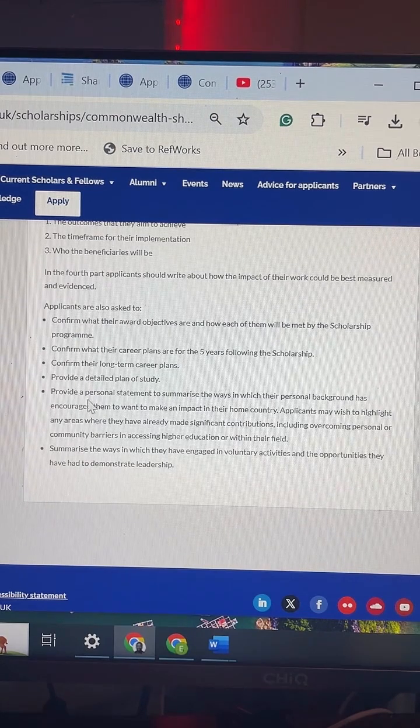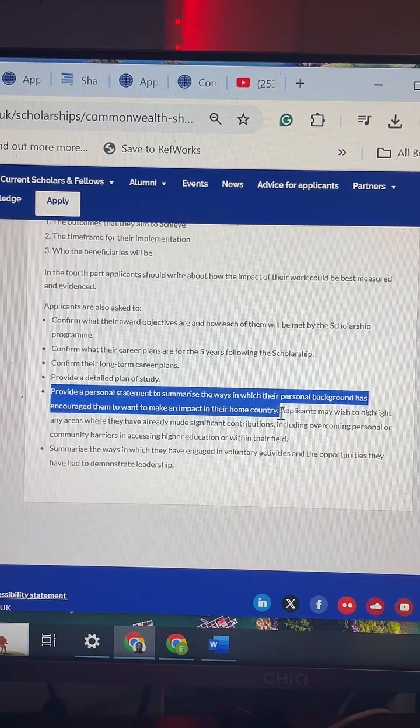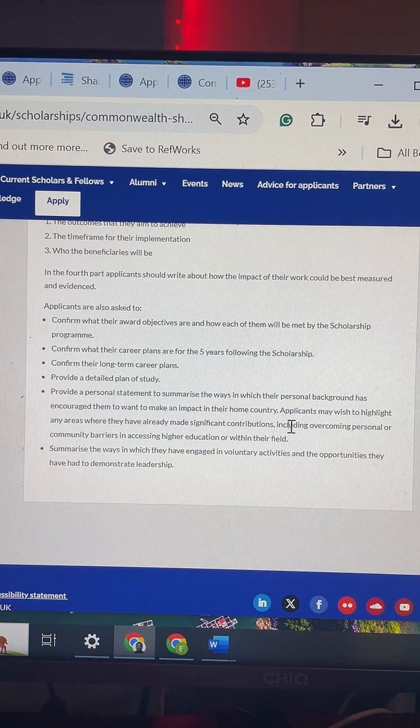And then provide a detailed plan of study, provide personal statements. So for personal statements, there's something indicated that I want us to notice. It says provide a personal statement to summarize ways in which their personal background has encouraged them to want to make an impact in their home country. So have you gone through any hardship? Have you been exposed to any difficulties throughout your life in your education? You would need to list them, or you need to discuss them in there.